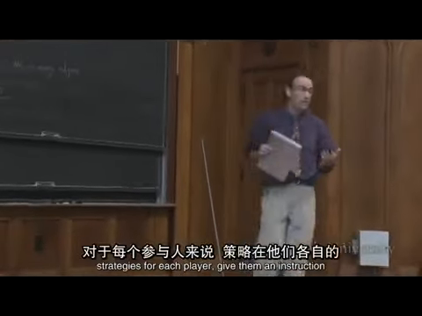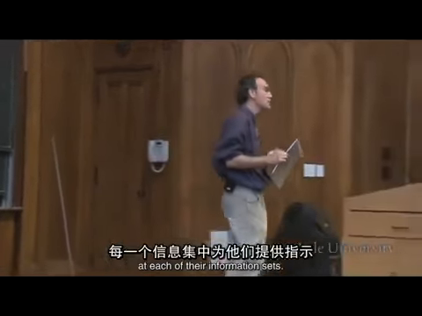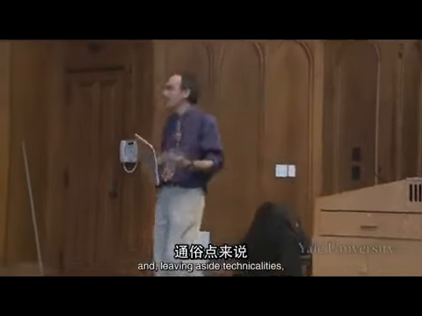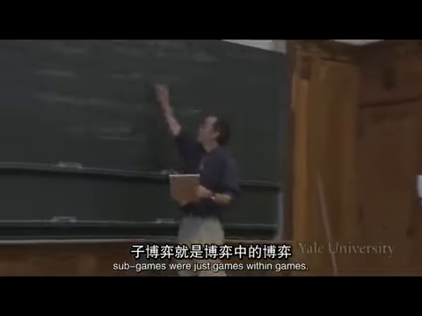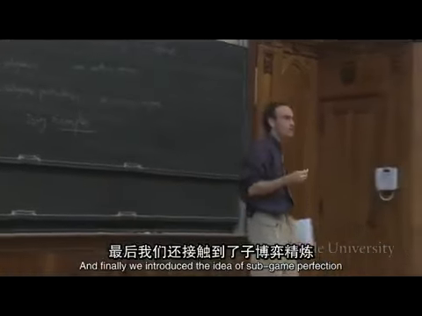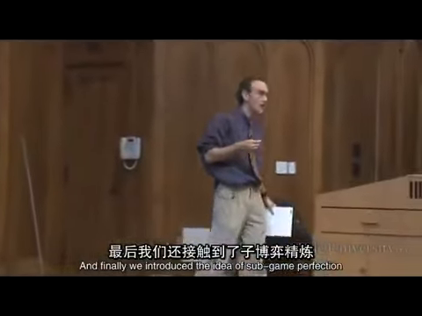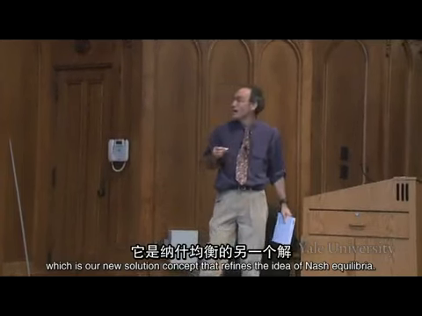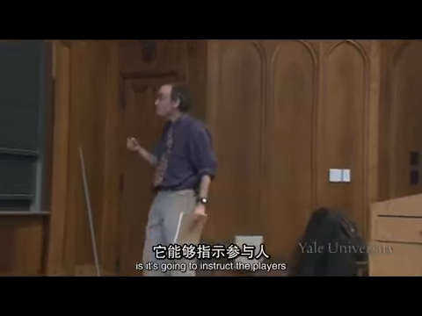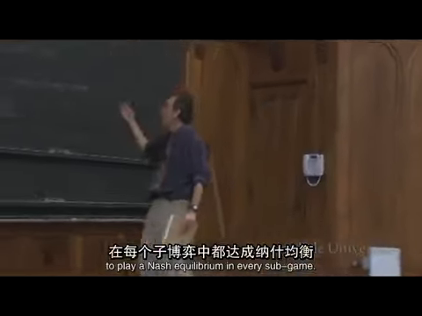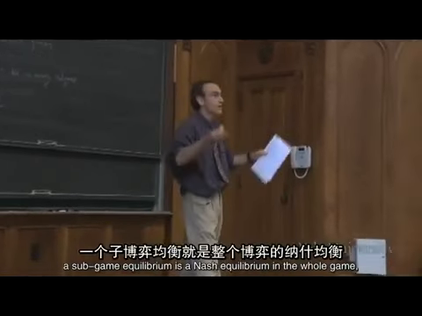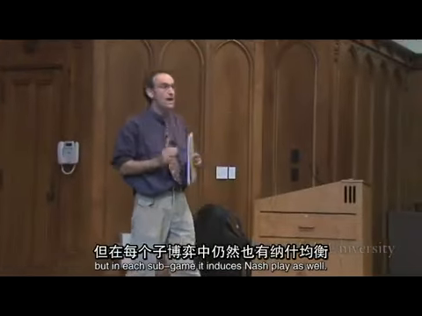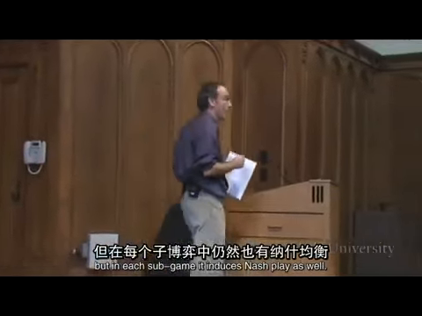Then we talked about what strategies meant in this context, and the basic idea is strategies are instructions. A strategy for each player gives them an instruction at each of their information sets. Then we talked about what subgames were, and leaving aside the technicalities, subgames were just games within games. And finally, we introduced the idea of subgame perfection, which is our new solution concept that refines the idea of Nash equilibrium. Subgame perfection instructs the players to play a Nash equilibrium in every subgame. Another way of saying it is, a subgame perfect equilibrium is a Nash equilibrium in the whole game, but in each subgame, it induces Nash play as well.